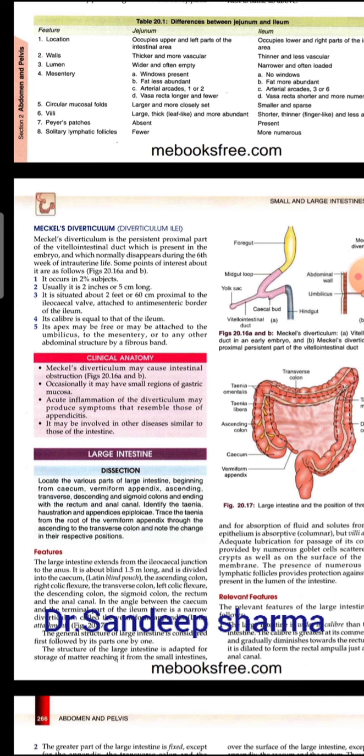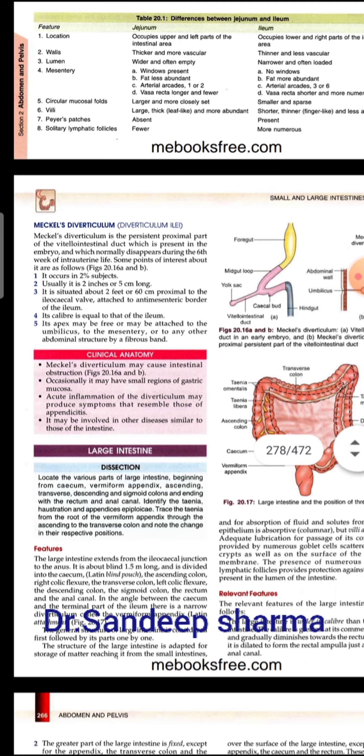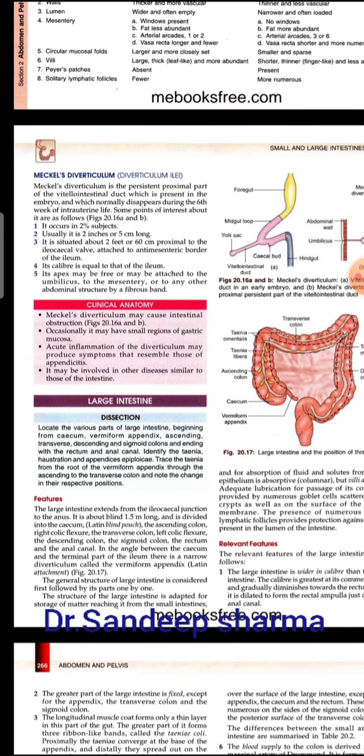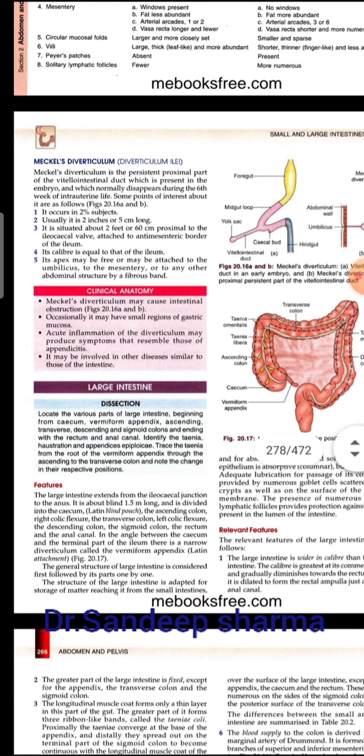Actually it has to disappear in the 6th week of intrauterine life, but if it persists, there is a chance of only 2%. Usually it is 2 inch or 5 centimeter long, and it is situated about 2 feet or 60 centimeter proximal to the ileocecal valve, attached to the antimesenteric border of the ileum. Its caliber is equal to that of the ileum, and its apex may be free or attached to the umbilicus. So this is regarding Meckel's diverticulum.